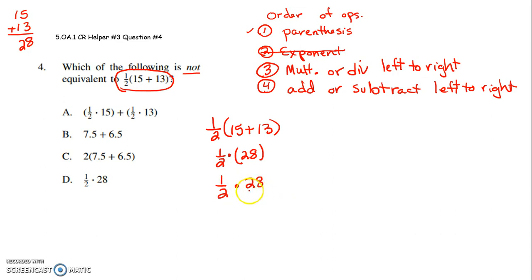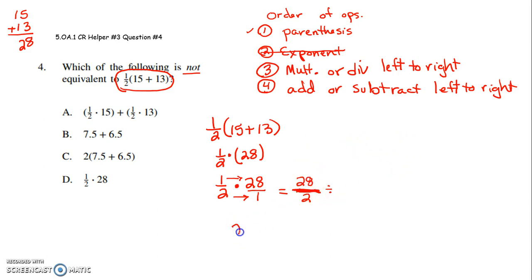1/2 times 28. 28 is 28 over 1. Some of you might already know what half of 28 is. Some of you are going, it's 14. But some of us might not be there yet, and that's okay. I'm going to multiply straight across the top, straight across the bottom. 1 times 28 is 28. 2 times 1 is 2. This fraction bar, it's important to realize that means division. So this is 28 divided by 2.